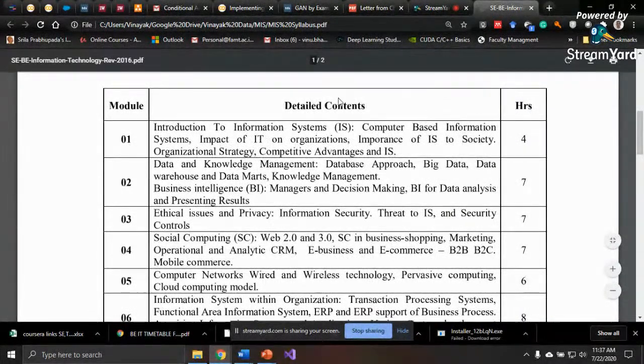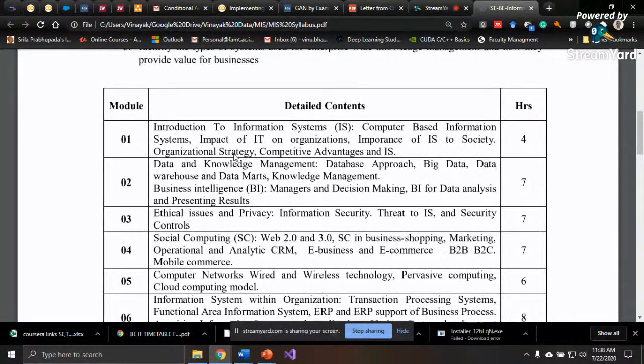In Chapter 1, we discussed computer-based information systems, the impact of IT on organizations, the importance of information systems to society and their impact on society, what the different organization strategies are, and various subsystems, which I am going to discuss again today because I want to discuss the database part. We also covered the different types of MIS and the competitive advantages of information systems. So we have discussed everything related to the introduction to information systems. Now today we'll move to the data and knowledge management part of the information system.